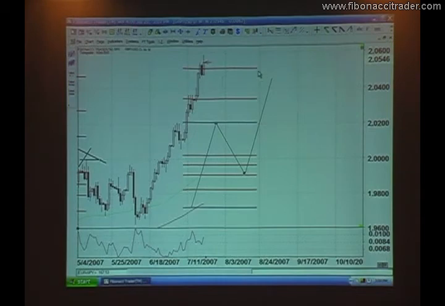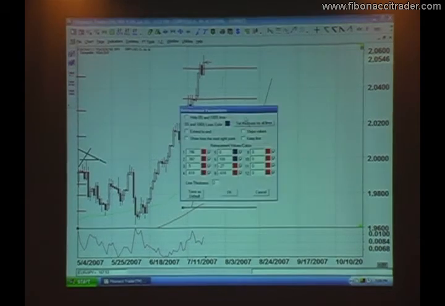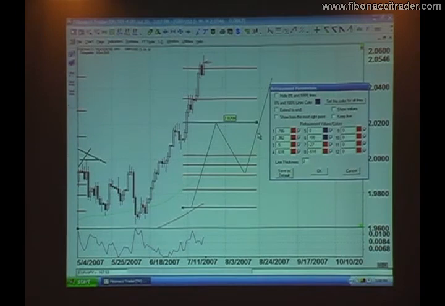Now these are different than Mark's, okay? So I'll show you the parameters. If we edit this, the way this looks is I have the 0 and 100, and because we're retracing backwards, we're retracing 38%, 50, 62, 79, 100. So I have a 0 marked in blue, a 100 marked in blue. Then I have 0.382, 0.5, 0.618, 0.786.